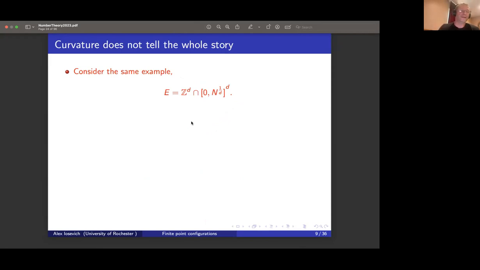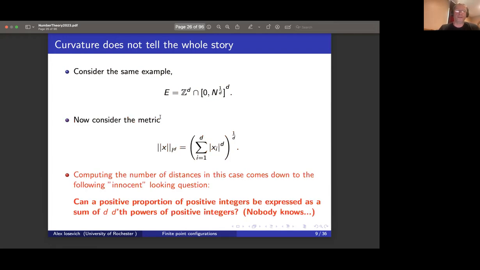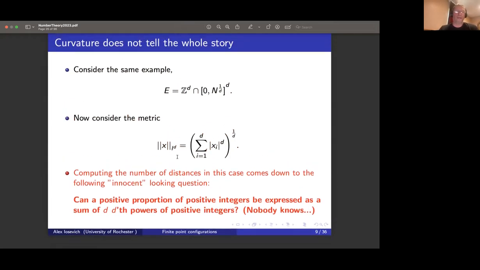And so here is a tantalizing example that suggests that maybe there's much more to it than curvature. So let's consider the same example where we intersect the lattice with a large cube encompassing approximately capital N points. And now let's consider the little LD metric in D dimensions. And of course, let's stick to dimensions 3 and higher, as the two-dimensional case is exactly what we have already discussed. Then suppose that you want to apply this metric to the lattice example. Then it leads to the following innocent looking question.